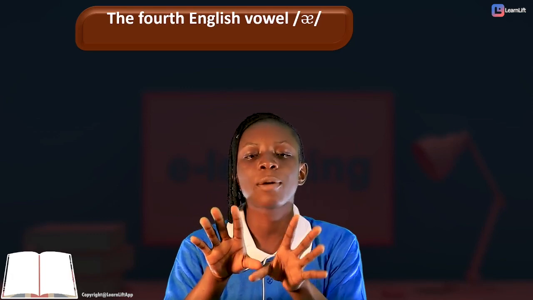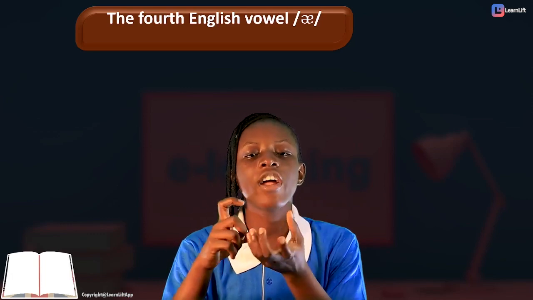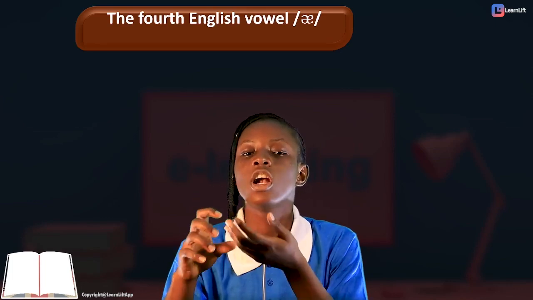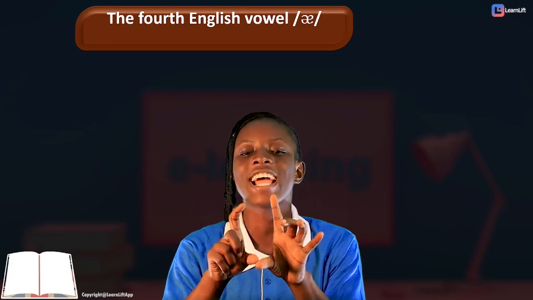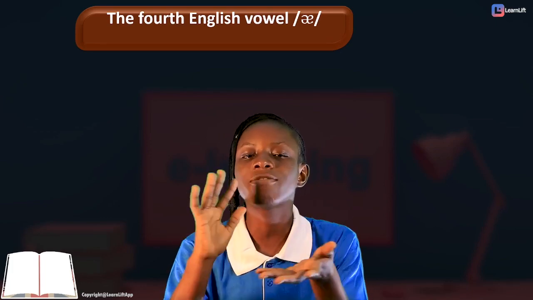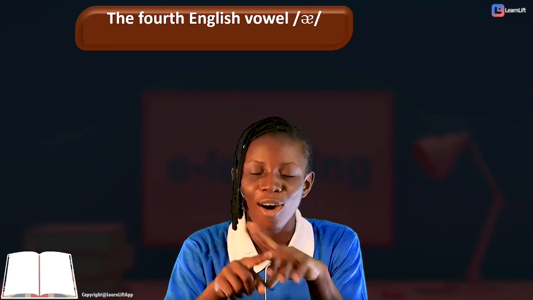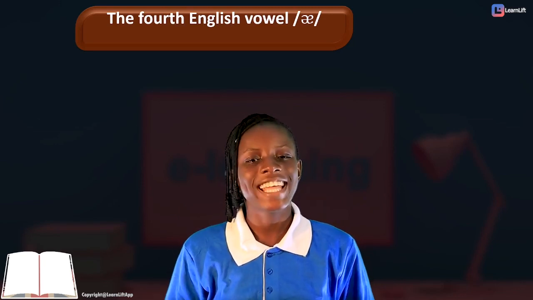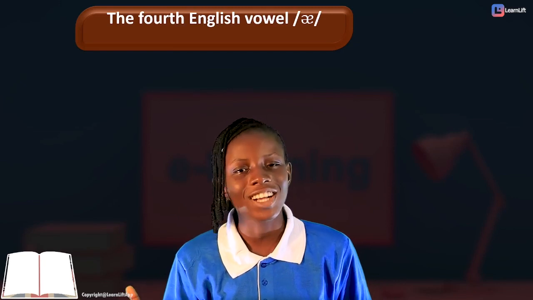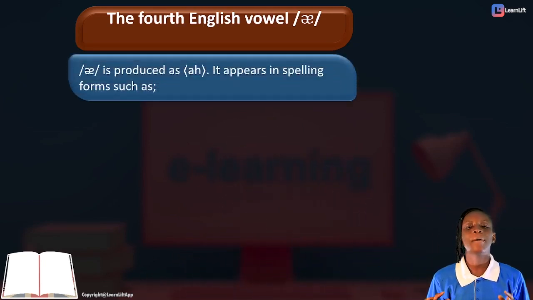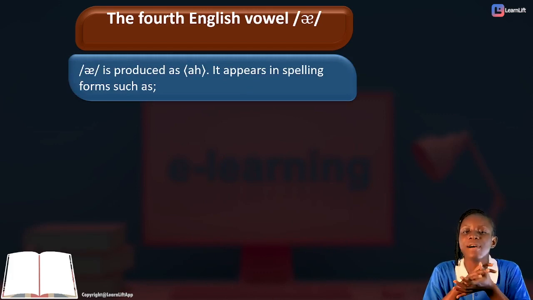We have earlier said in our previous classes that whenever a colon is attached to a vowel, it denotes a long vowel, and whenever there is an absence of a colon, it means that vowel is a short vowel. Do not forget that. So we have on the board the fourth English vowel, the short R sound. Now it appears in different spelling forms.